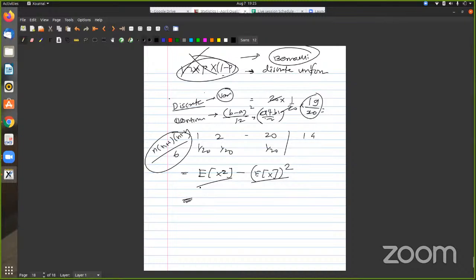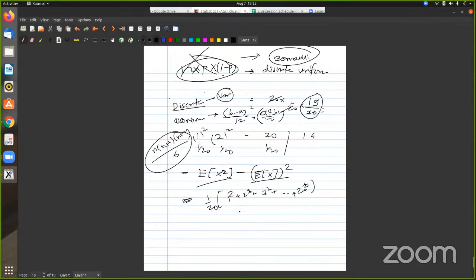The basic formula is expectation of x square minus expectation of x, whole square. Now how are we calculating expectation of x square? We are just squaring, and all the probabilities are the same, so everywhere 1 by 20. You can write 1 square into 1 by 20 plus 2 square into 1 by 20, until 20 square, the same.